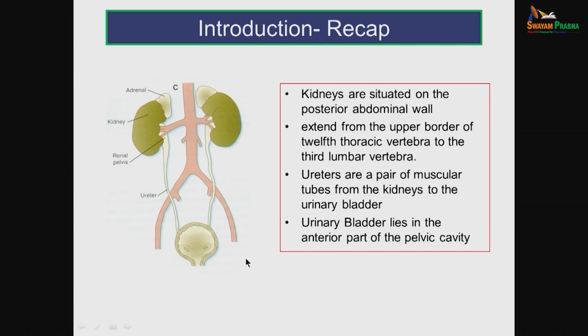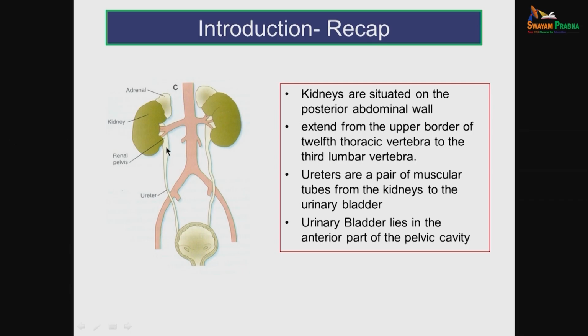We will revise the relevant gross anatomy of the urinary system for better understanding of its development. As you can see from this picture, the kidneys are paired excretory organs which are situated on the posterior abdominal wall and they are present behind the peritoneum. The extent of the kidney is from the upper border of the 12th thoracic vertebra to the 3rd lumbar vertebra.